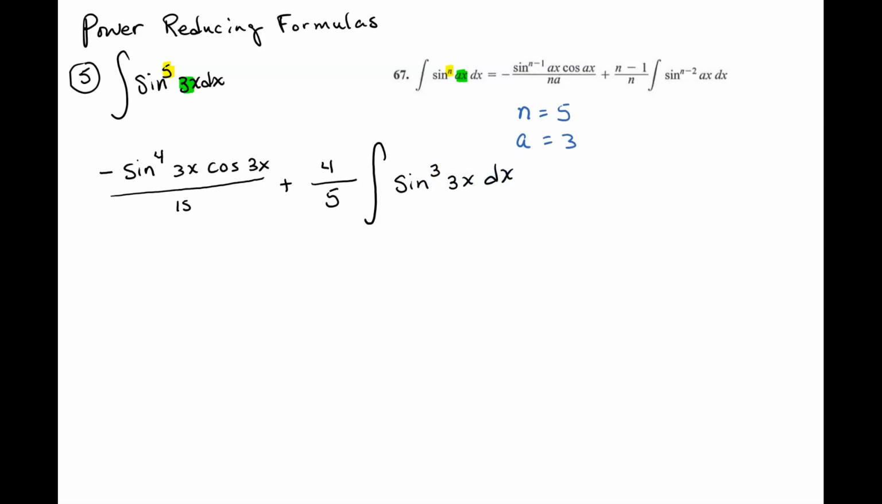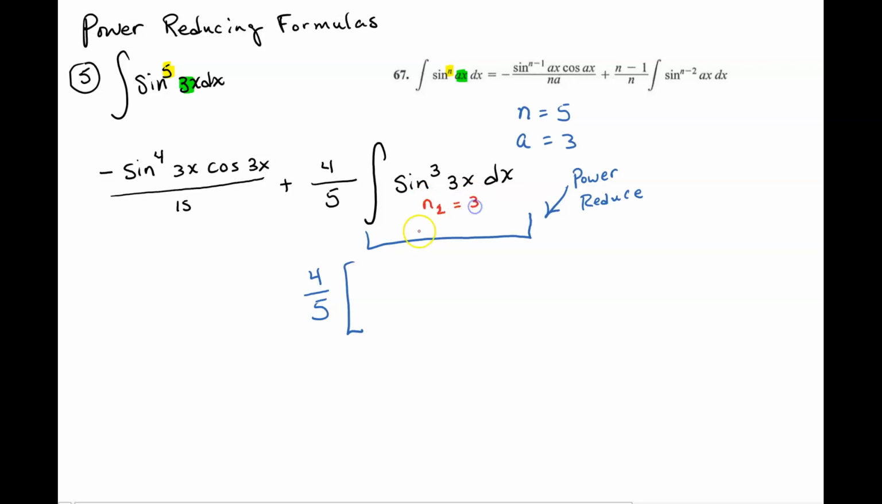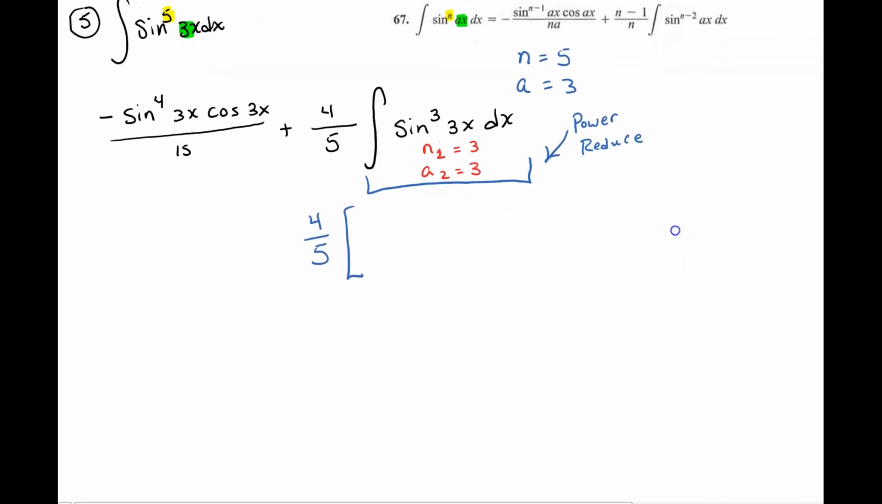Now, here's what's going on. This new integral, we need to power reduce as well. We're going to apply the formula one more time, but we have a 4/5 that's going to sit on the outside here. Now we follow the power reducing process again. In this case, I'm going to call it n2. n2 is 3, and a2 is 3. I'm going to use those numbers now to fill out my formula.